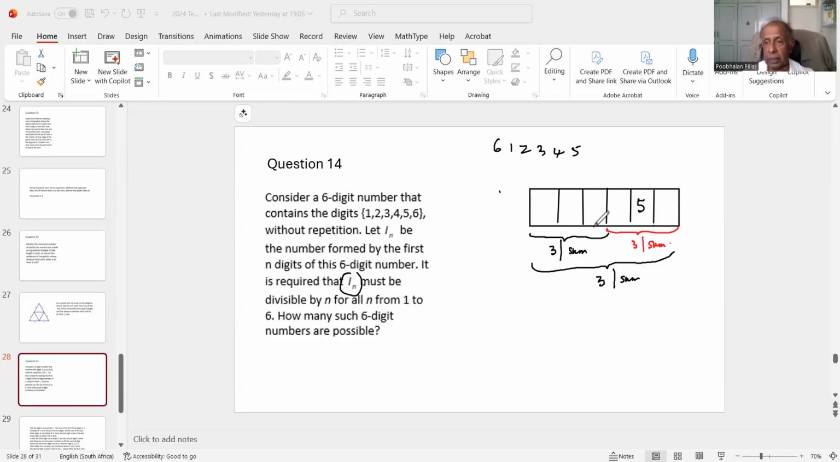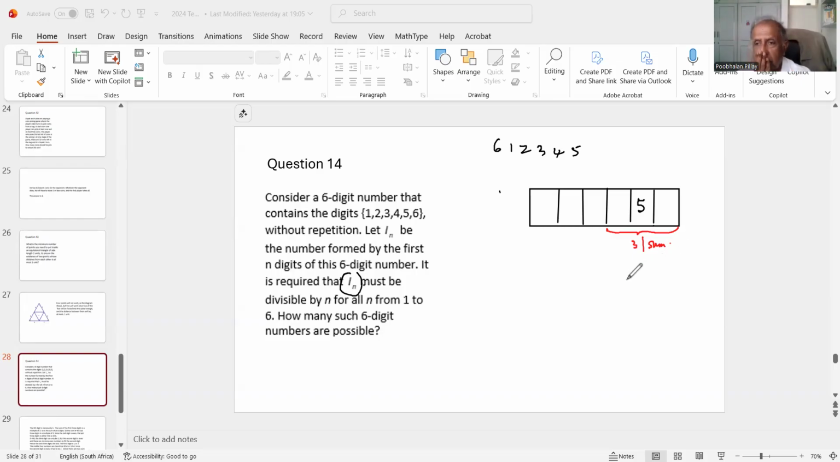6 is a factor of this whole thing because I6 is a multiple of 6. The whole number is I6. It's a multiple of 6, so it is also a multiple of 3. So you've got something to start off with. You got the middle number is 5, and the sum is a digit. Okay, so how can you have the sum of these equal to 5?